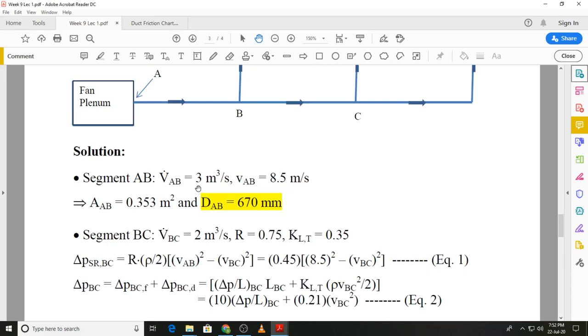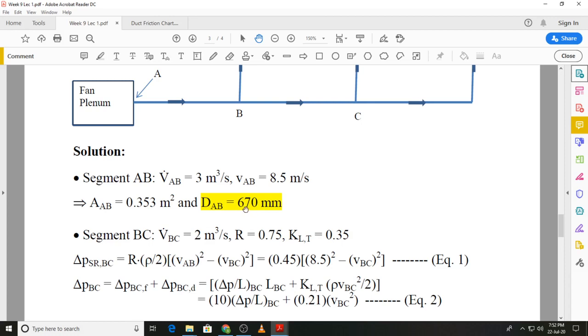Using the information given, we know that the total volume flow rate will be the sum of the volume flow rates from the three diffusers, which is 3 cubic meters per second. The velocity is given as 8.5 meters per second, so we find the cross-sectional area of segment AB and then the diameter of segment AB, which is 670 millimeters.